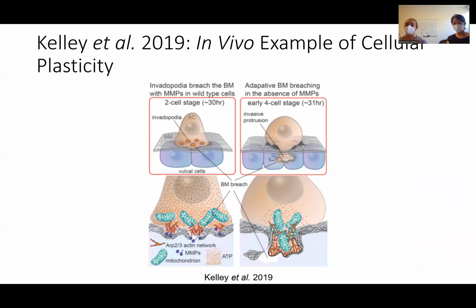And so, yeah, we really think this is a great paper in terms of starting to investigate first, how is it that cells are able to adapt to different circumstances that they might be in? In this case, how is a cell able to adapt to not being able to degrade the basement membrane, but still needing to break through? And it's also just a great example of how you can investigate these questions in vivo.